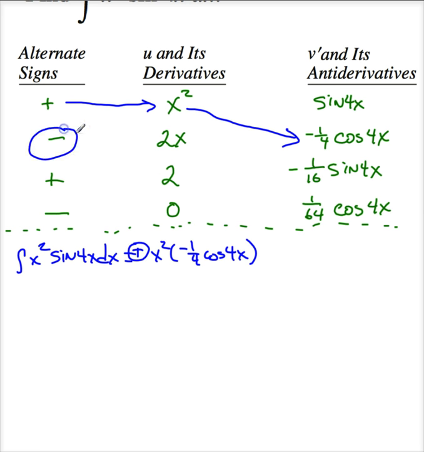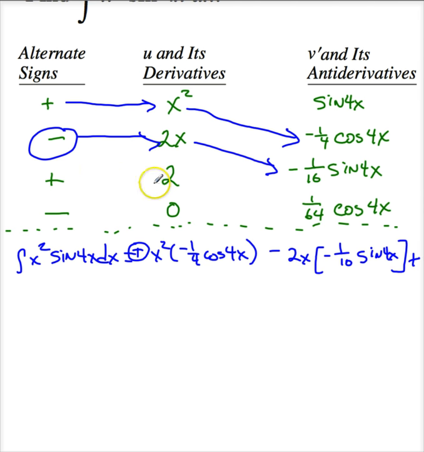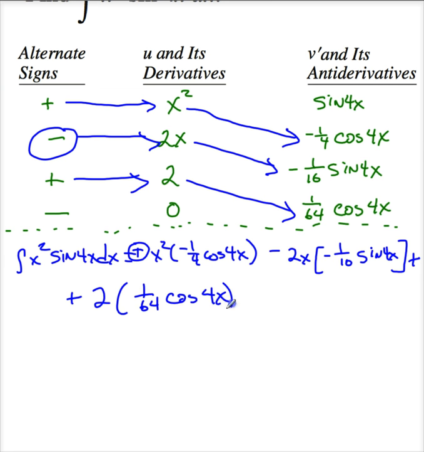The next term is negative 2x times minus 1/16 sine 4x. So it's going to be minus 2x times minus 1/16 sine of 4x. The next term is plus 2 times 1/64 cosine 4x. And now I'm done, because as soon as I hit this 0, it doesn't matter what the next term is. So let me rewrite my answer here more neatly.